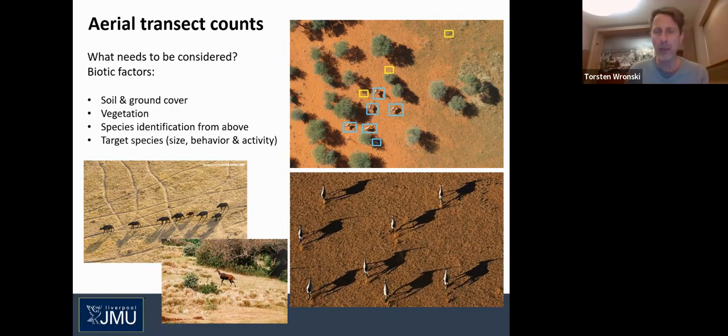So we need some training actually before we start our count, training on how certain animal species look from above. We all know how they look from lateral view, but if we see them dorsally, they often have a completely different appearance. And we need to consider the size, the behavior, and the activity pattern of our target species. Some animals may rest during certain times of the day. We need to consider social behaviors which have an impact on the distribution and activity of the animals, and their diurnal cycle should also be considered.